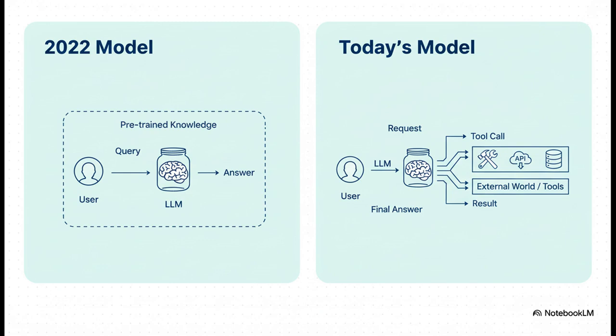Over on the left, you've got the 2022 model, the classic Q&A. You ask a question, and the LLM digs through its training data, its internal library, and gives you an answer. But here's the catch. It was a closed system. Its knowledge was totally frozen in time.